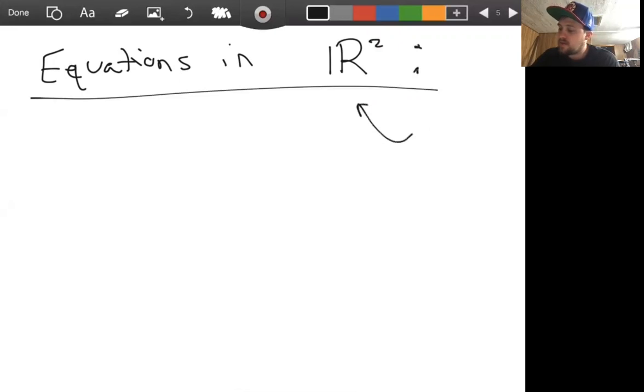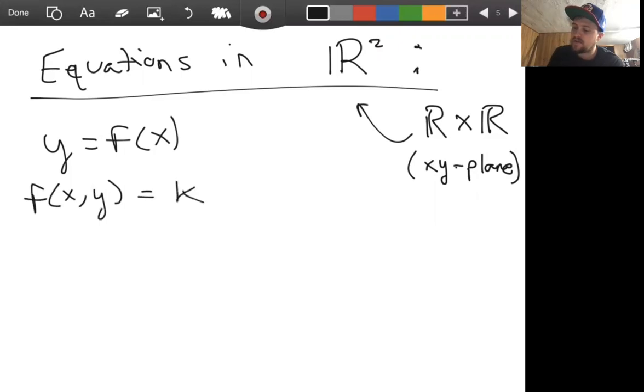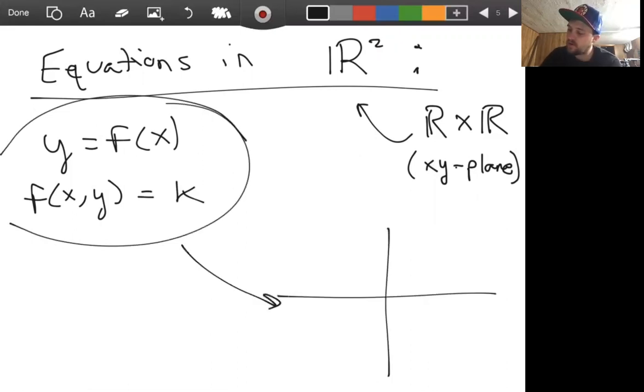This means, you'll recall, the real numbers. So this is the real numbers squared. So the real numbers times the real numbers. This is the XY plane. Okay. And so equations in R2, usually they're represented as y equals f of x. They don't always have to be. They can be represented like f of xy equals a constant, right? An equation in R2 represents a curve, right?